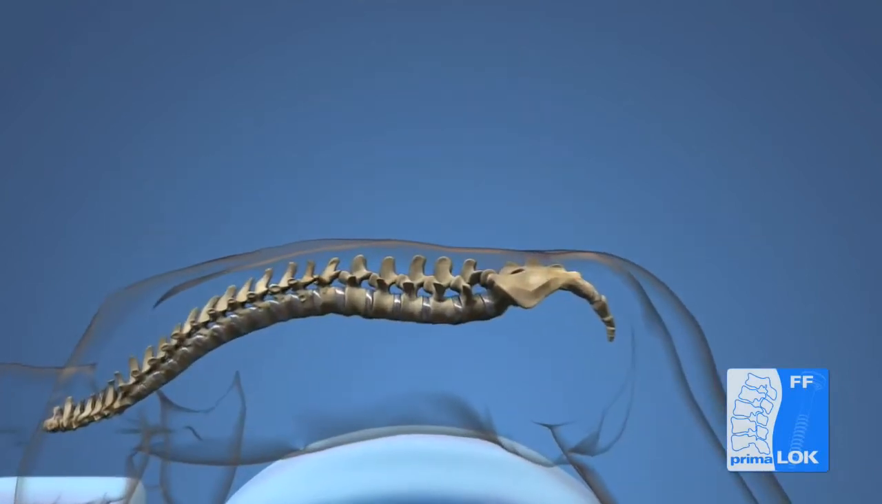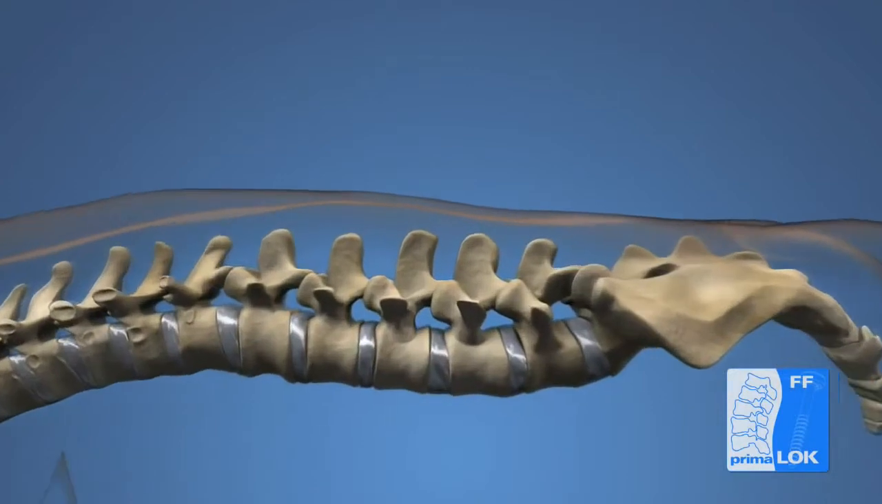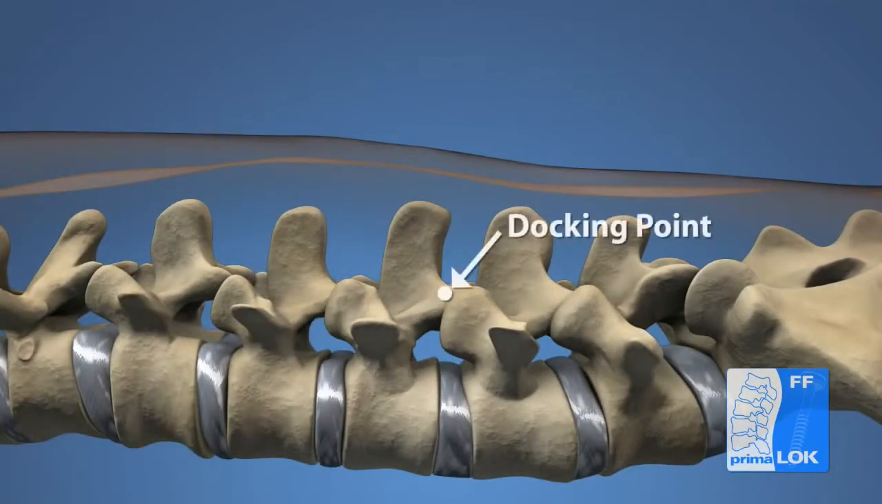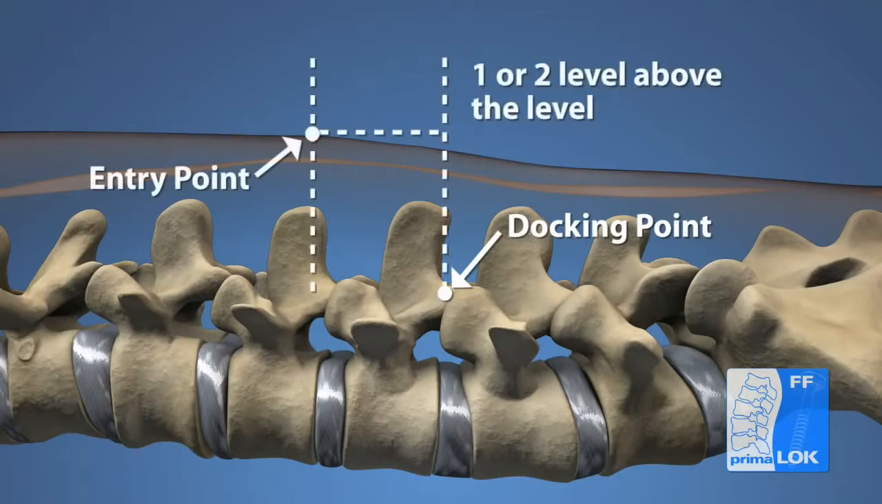Switching to a lateral view, determine the trajectory of the access needle. This will help determine the entry point through the skin. The entry point is usually a level or two above the level being treated. The trajectory needs to go through the superior and inferior facet and continue through the center of the pedicle into the vertebral body.